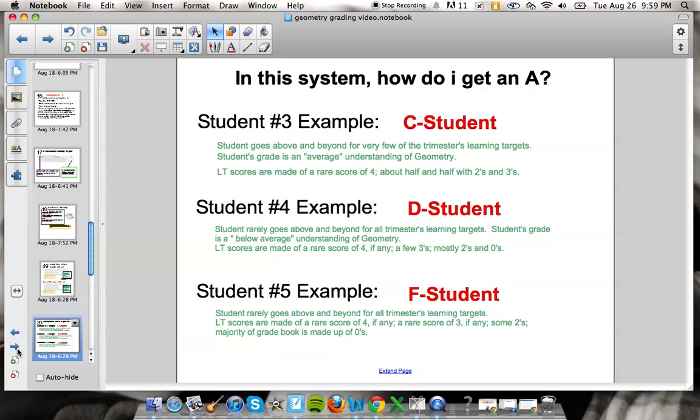An F student rarely goes above and beyond for all trimester learning targets. Learning target scores are made up of a rare score of 4, a rare score of 3, some 2s, and the majority of the gradebook is going to be made up of 0s.